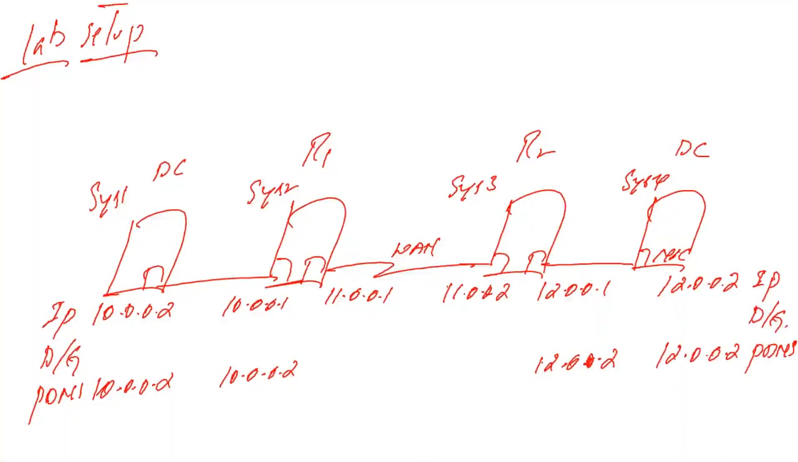So this is our diagram. With the help of this diagram, we'll do the practical. System 1 and system 2 are in the 10 dot network, and system 3 and system 4 are in the 12 dot network. System 2 is router 1 for the 10 dot network, and system 3 is router 2 for the 12 dot network. So on system 2 and system 3, we require two NIC cards. One is connected to the local network, and one is connected to the internet, with the public IP, connected to router 2 there. And please write down the IP addresses neatly there.